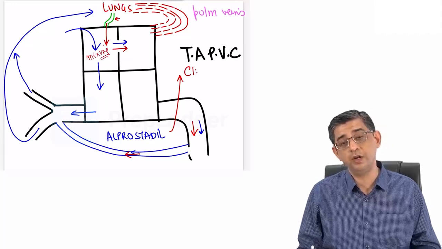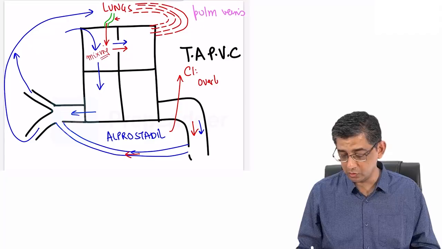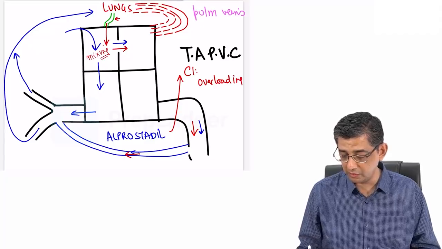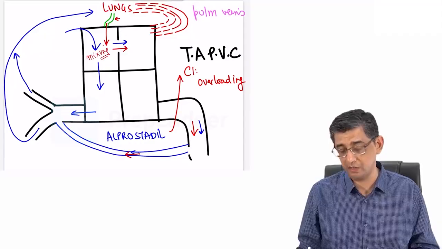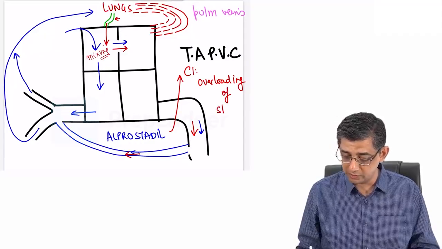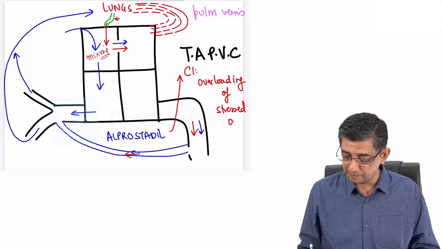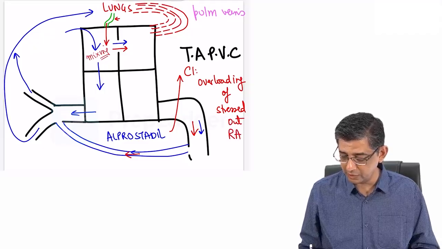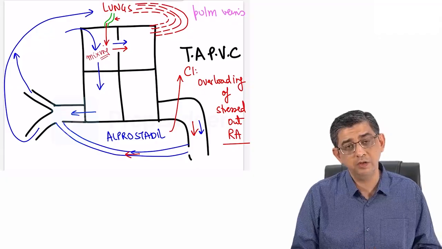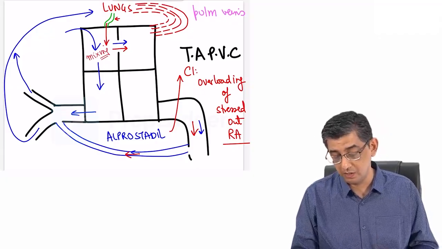Why alprostadil is contraindicated in this case is because it will cause overloading. You can see already, when I had drawn the diagram, there was overloading of the right atrium. Now there is overloading of the stressed out right side of the heart. There is overloading of the right chambers per se, because of which it will not give any survival advantage.